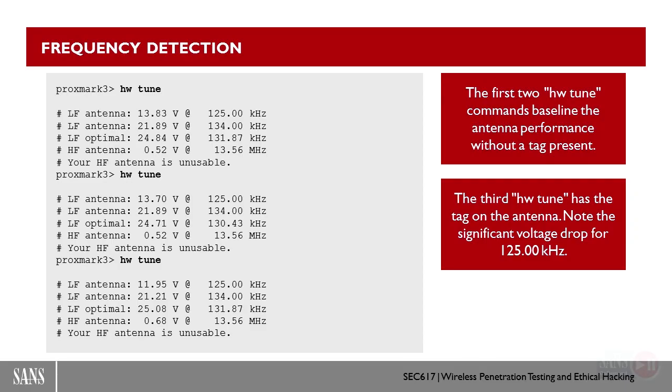The biggest change was a little less than 2 volts on the 125 kilohertz side. We've now got a pretty good indicator that the card that we have is in the 125 kilohertz range, and that is significant voltage drop in comparison to the other measurements that we've taken based on the baselines. 125 kilohertz tag, great. We now know that it's a low frequency tag, and we can continue down that analysis.